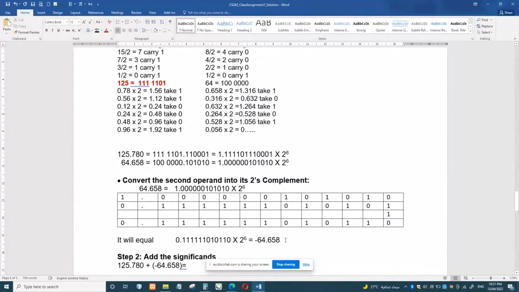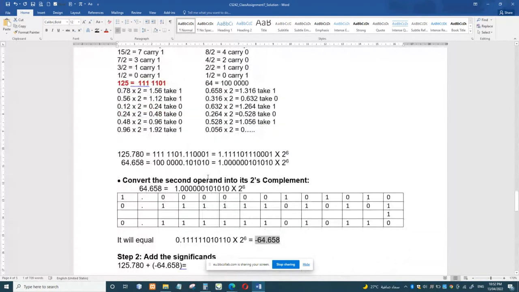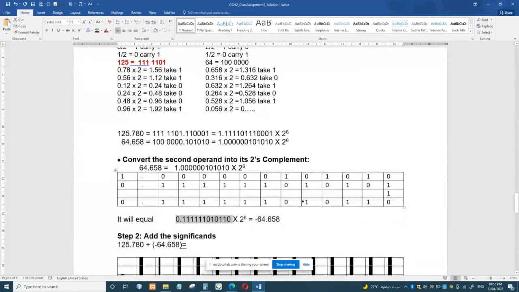0.1111010101 times 2 to the power 6, which is equivalent to minus 64.658. So this is a correct representation. There is no confusion, but both are now in the same scientific notation. So this is one mantissa, this is another mantissa. The exponent is the same, so we just need to add the mantissas.